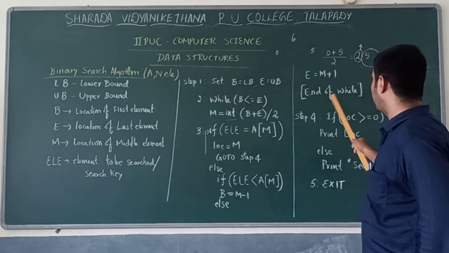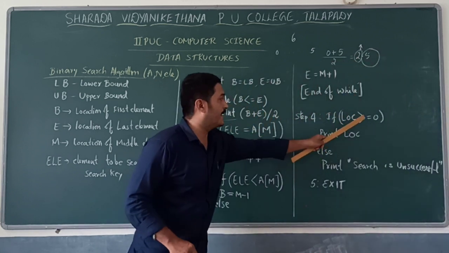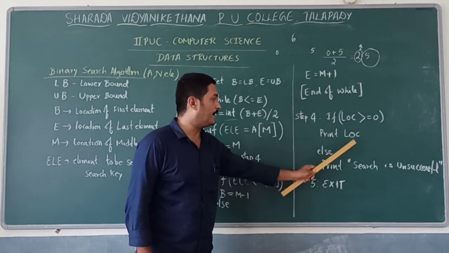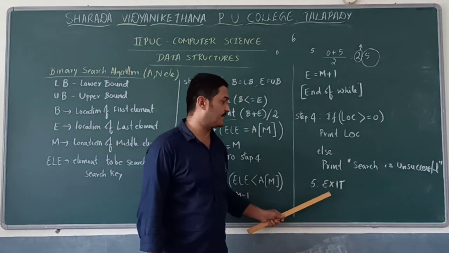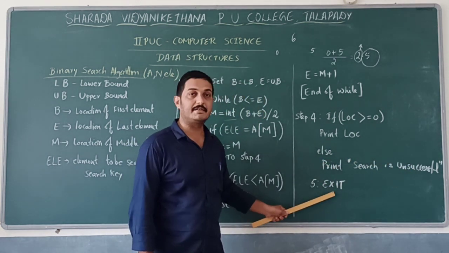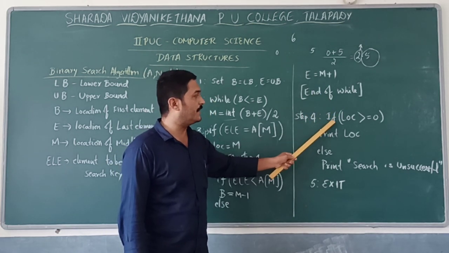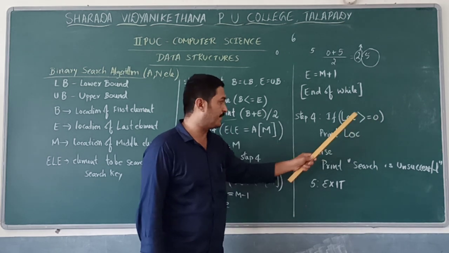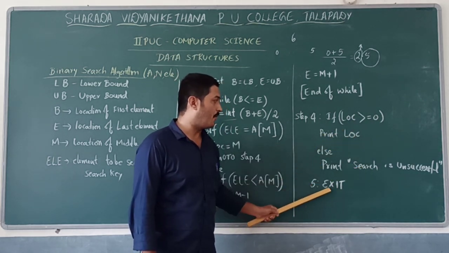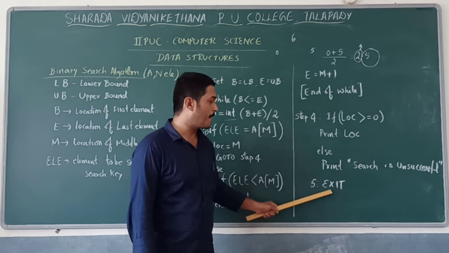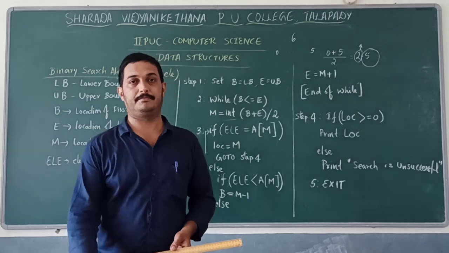Next, use end while. Step number 4: if location is greater than 0, print LOC, else print search key is unsuccessful, and the last step is exit. Here also, in linear search we are using the same method. If LOC is greater than or equal to 0, print LOC, else print searching process is unsuccessful. Next, exit. Okay, these are about the binary search algorithm.